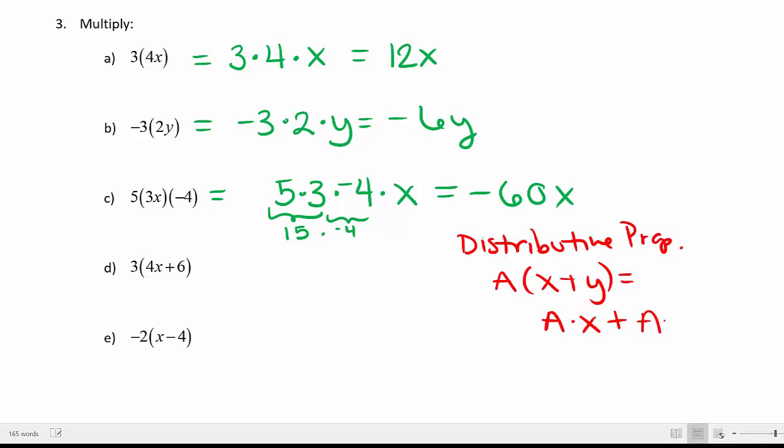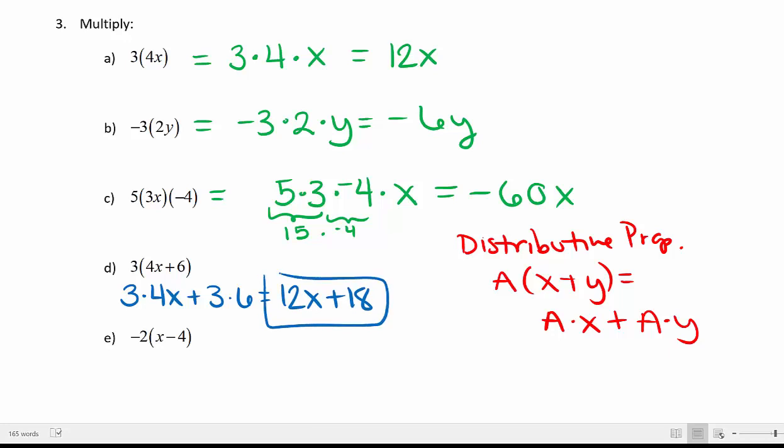But the distributive property says if you are multiplying some number by a sum, you can distribute or multiply that number by each piece of the sum and then do the addition. So for example, in part D, if I want to use the distributive property, that means I can take the 3 times the 4x, and then I can take the 3 times the 6. So when you have sums or differences, you can multiply each piece by that 3. So let's see, in this case, that would be 12x plus 18. And those aren't like terms. The 12 has an x with it, the 18 doesn't, so you cannot go any further with that.